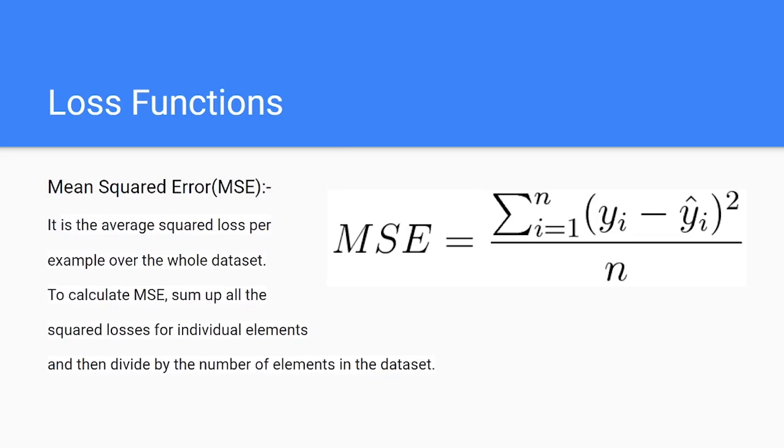It's the average of the squared loss per example over the whole dataset. Most of you might already know what a mean squared error is. And for the people who don't, it's just the mean of the square of the difference between the predicted and the actual value of the output. This is the formula used to calculate the loss of the model using the mean squared error.